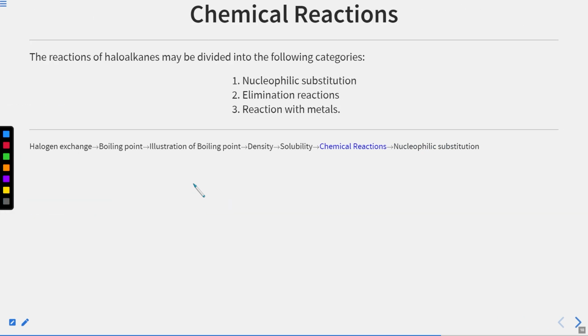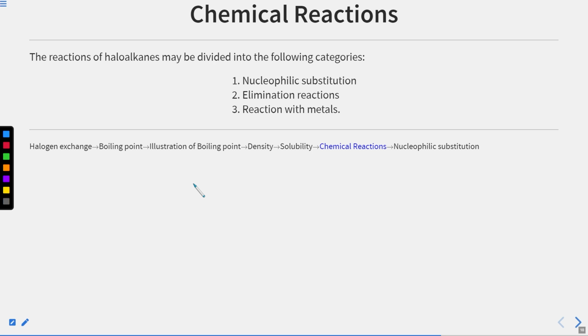Now we'll start an introduction to chemical reactions. Chemical reactions can be broadly divided into three types. The first one is nucleophilic substitution. The second one is elimination, and the third one is reaction with metals. Today we will just see one of these, that is nucleophilic substitution. We will not go into all the details, we will cover it tomorrow. But for now, consider the meaning of each type of reaction.